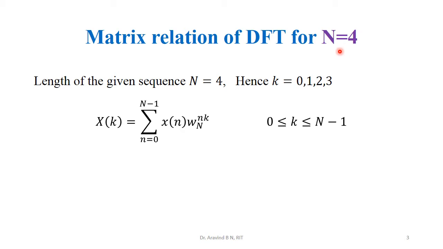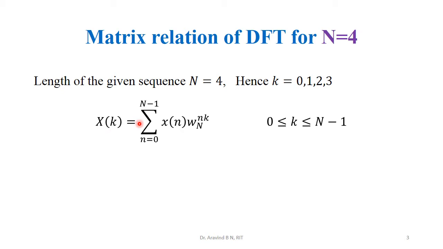So the length of the sequence is already given, that is the fixed representation we are going to take. N is equal to 4. Therefore, the length of the given sequence is equal to 4. Therefore, the value of k will take 0, 1, 2 and 3. Let us start with the expression of the DFT.